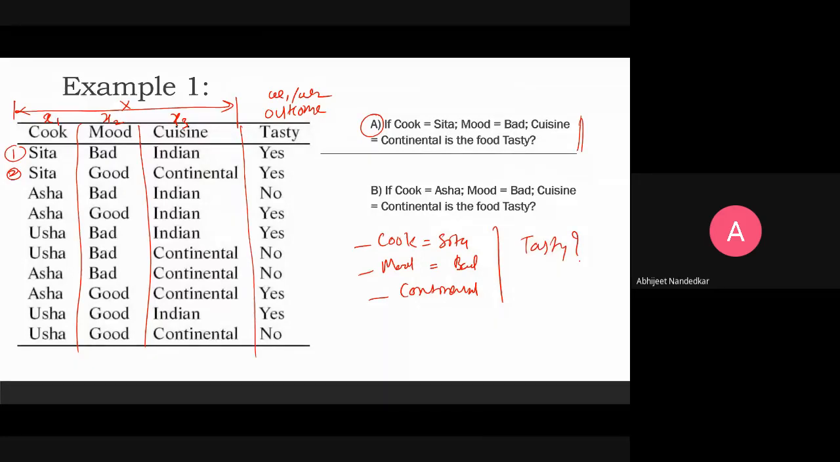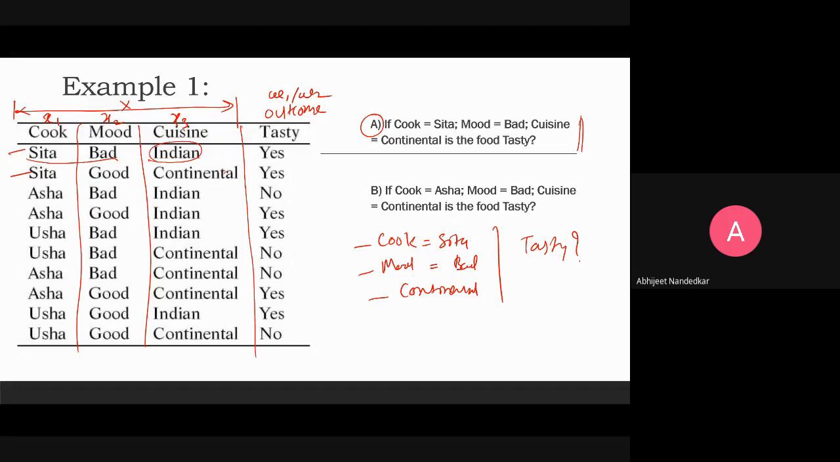Now, if you look at the table carefully, for Sita I have only these two samples, one with good mood and one with bad mood. If I search for the combination, Sita and mood is bad, I find Sita, mood is bad, and preparation is Indian. So I don't have data which is Sita, mood bad, and continental.